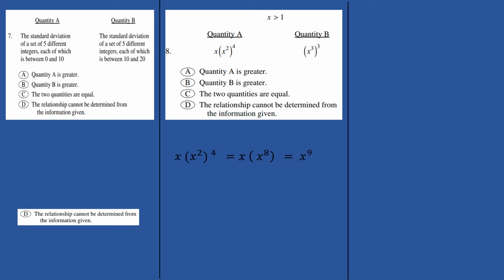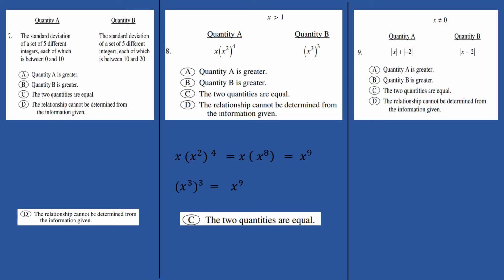So for the first quantity, you can simplify the factor, which is x raised to 8, which is x raised to 9. And quantity B is also (x cubed) whole raised to 3 power, which is x raised to 9. The two quantities are equal.